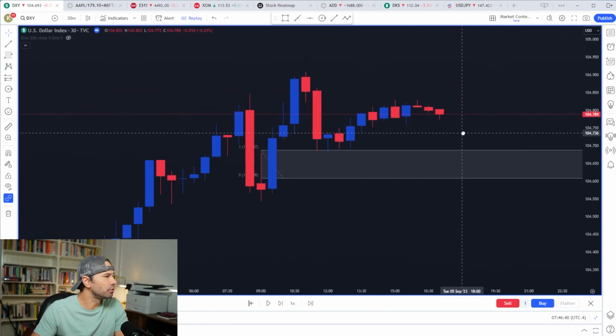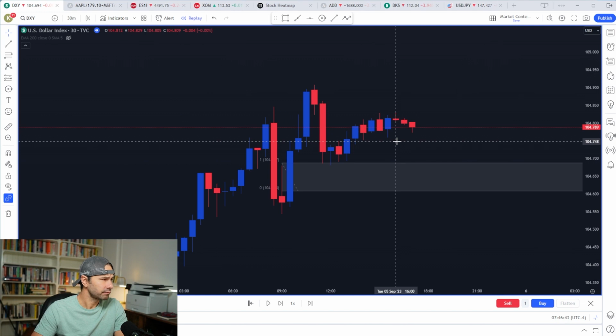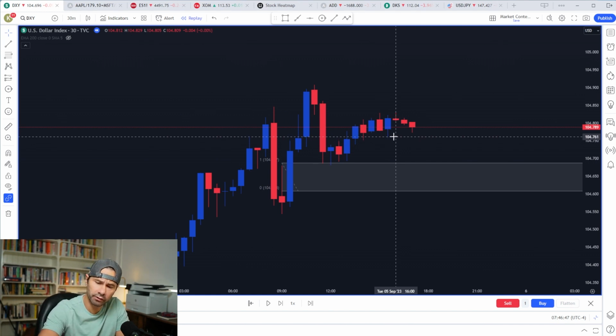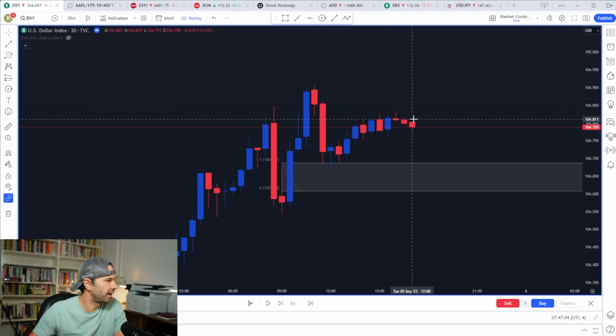For those who know my trading, I like to use correlations with the dollar. When the dollar is going up or is in demand, I like to short the markets, and the other way around. When the dollar is in supply, I like to long the markets. That's not rocket science.